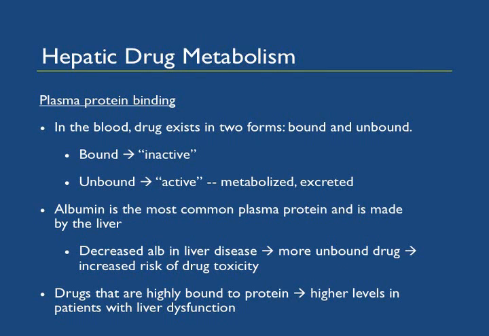In the blood, a drug exists in two forms, bound and unbound to plasma proteins. The bound form is considered inactive. The unbound form is active and is able to be metabolized and excreted. Albumin is the most common plasma protein used for drug binding and, as you know, is made by the liver. There is a decrease in serum albumin in liver disease. Therefore, there is more unbound drug, which increases the risk of drug toxicity. Therefore, drugs that are highly bound to protein will have higher levels in patients with liver dysfunction.